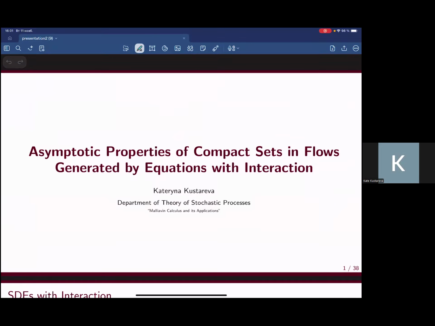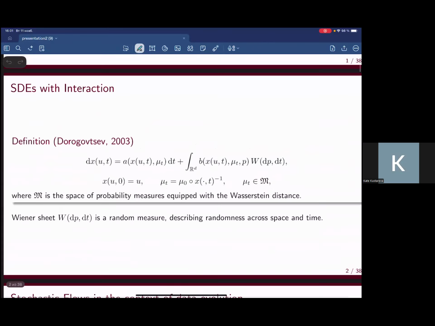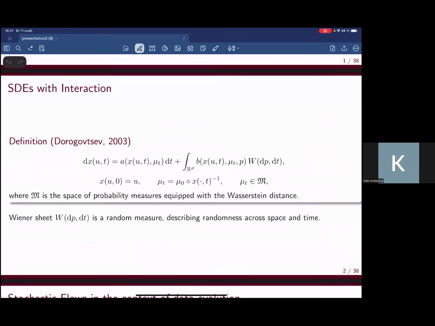I'd like to begin with a definition that is already, I guess, familiar to most of the audience, but I briefly want to recall it. So SDE with interaction. Such kind of equations were proposed by Professor Dorogovtsev in 2003, and the general form of such equation is the following. As you see here, x(u,t) represents the trajectory of a single particle that starts at point u in R^d, and next mu_t is a probability measure that describes the mass distribution of the entire system at a given time t.